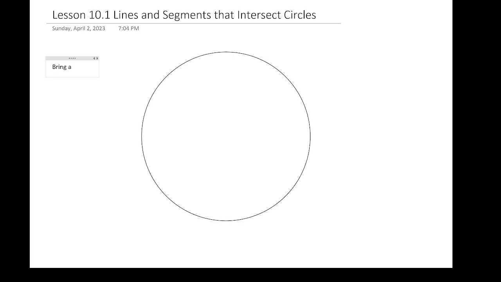Greetings, Saintsmen. We have lesson 10.1, segments and lines and segments that intersect circles. So there's going to be a little bit of vocabulary and terminology that we're going to discuss early on here. Make sure that for the entire chapter you bring a compass and ruler or a protractor for every single class. All right, so that's going to be a critical part of this.